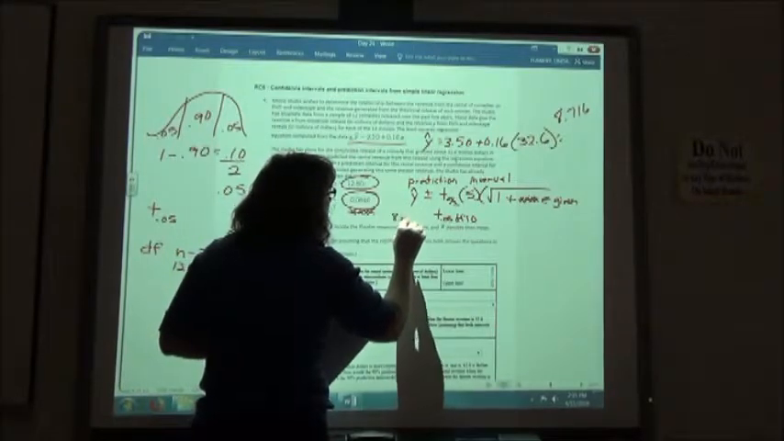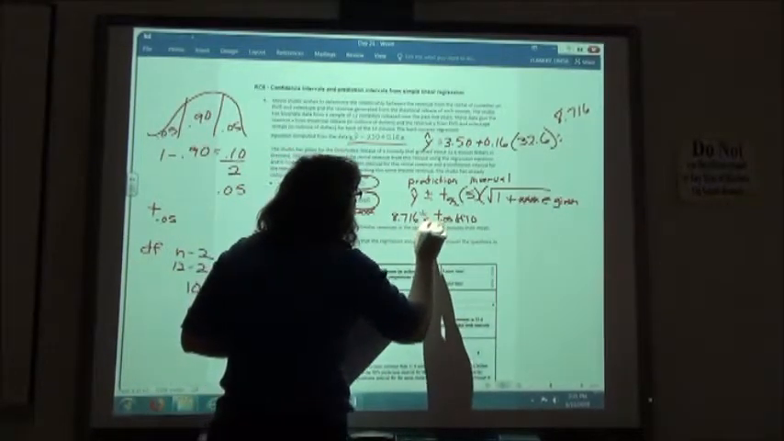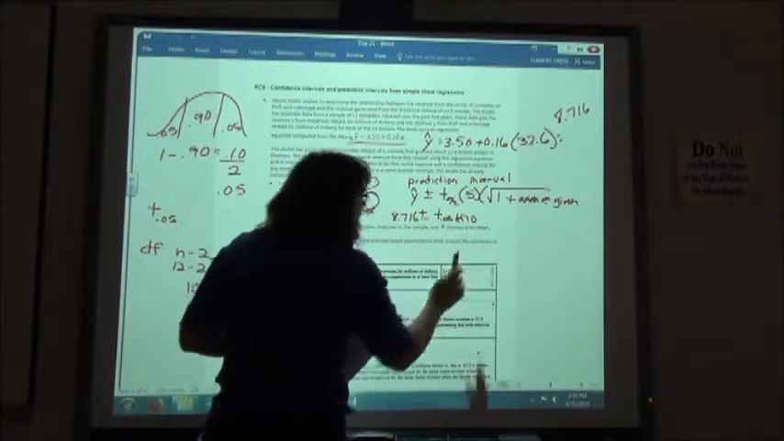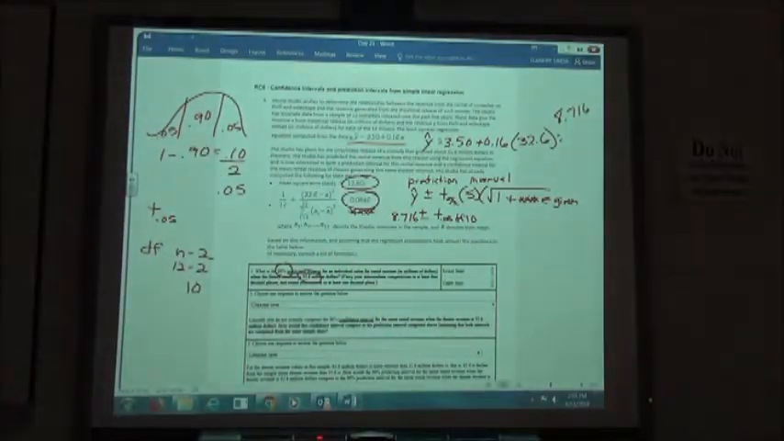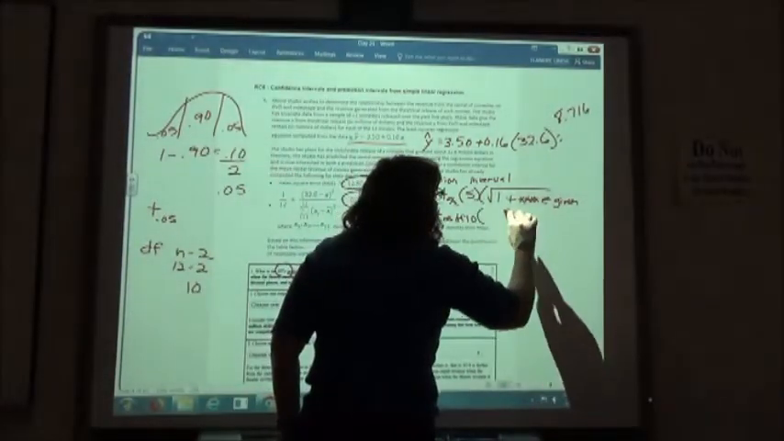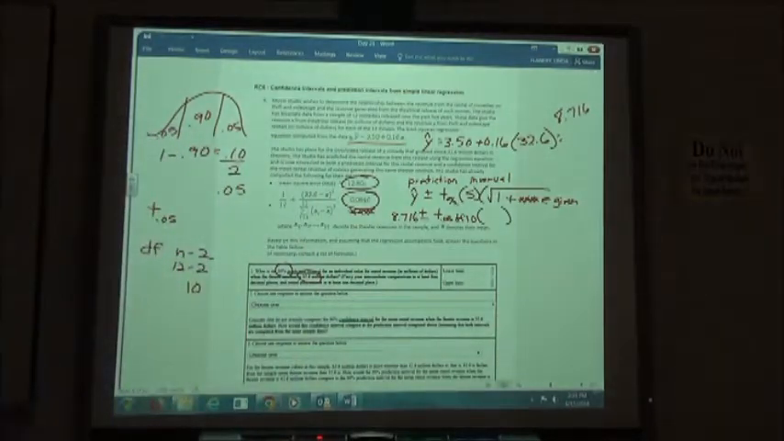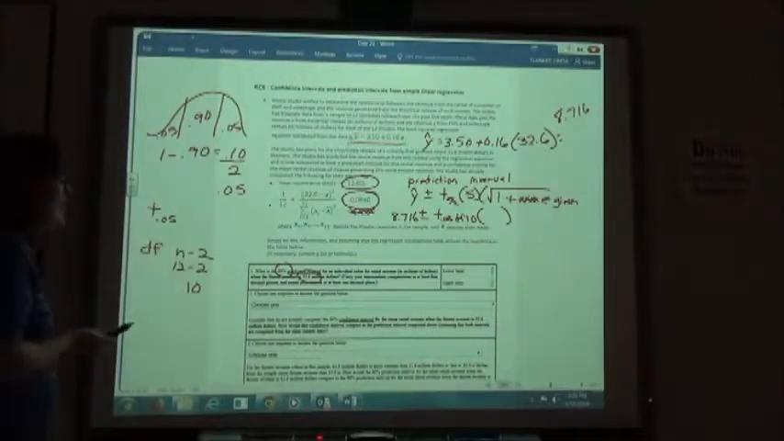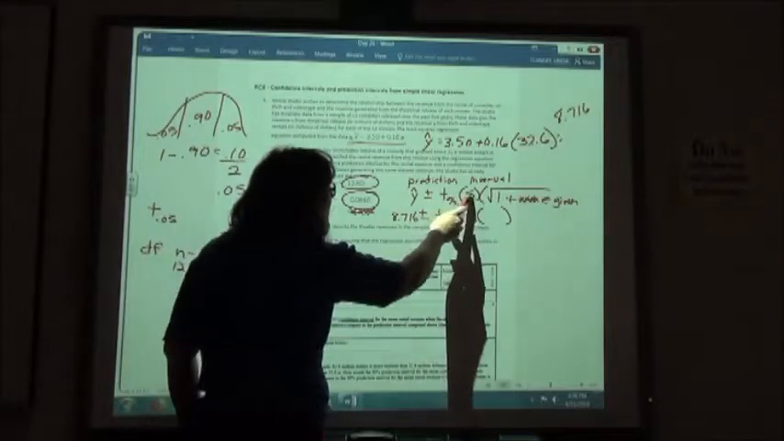So I'm going to have 8.716 plus or minus my t that we already figured out, t sub 0.05 with a degree of freedom of 10. Click up to the side. We need to find what the S number is. All right, next part. We have to find what the S value is.